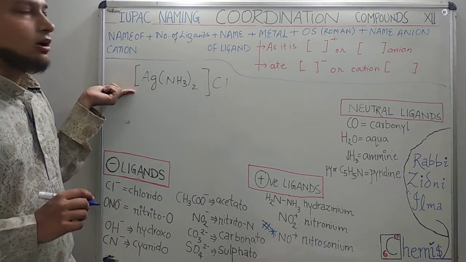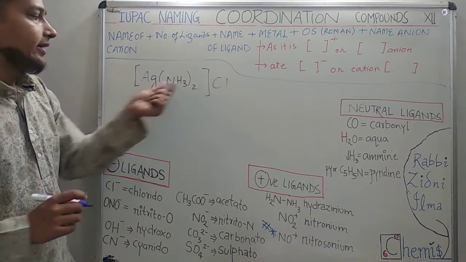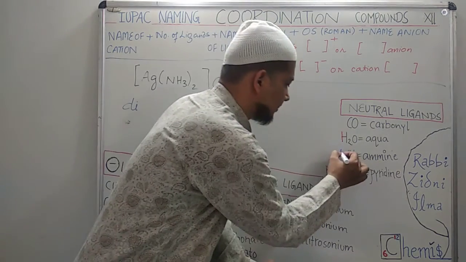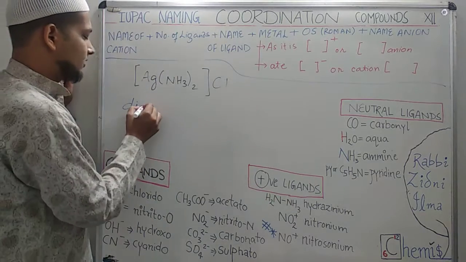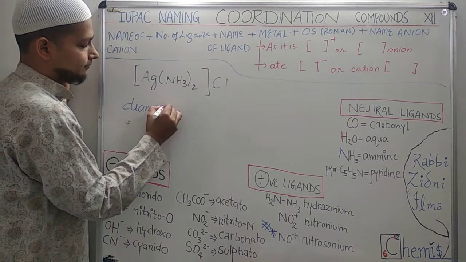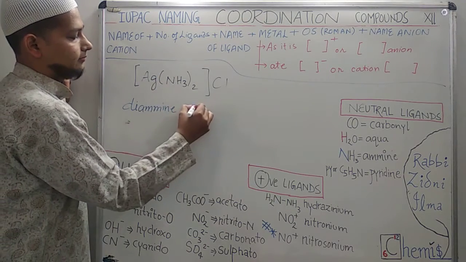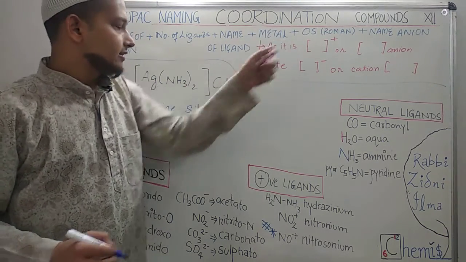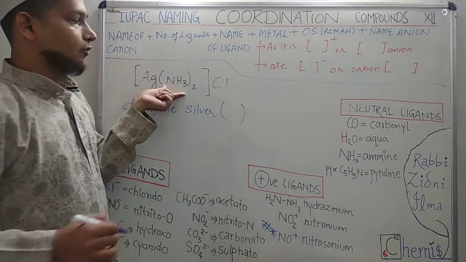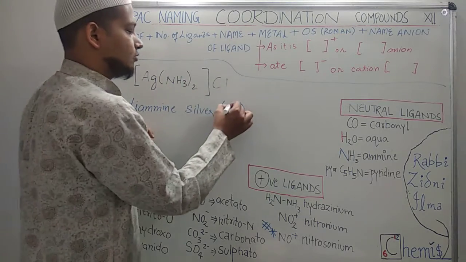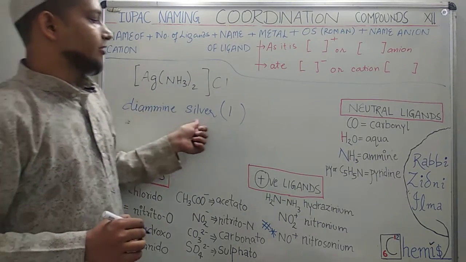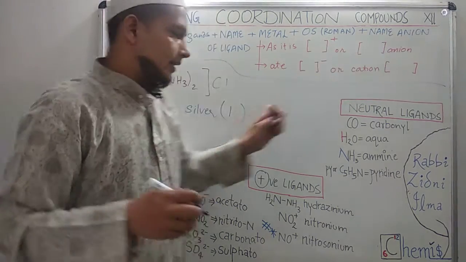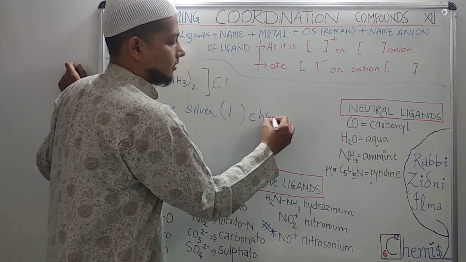Now the naming starts with the name of cation. No cation is present. We will move on to number of ligands. 2 ligands, di. NH3 corresponds to what? Ammine. This is our NH3. So diammine silver. Now comes the name of metal and its oxidation state. NH3 is neutral, so Cl minus, that will give us 1. So diammine silver(I). This chlorine will be named as name of anion and it is just a chloride.